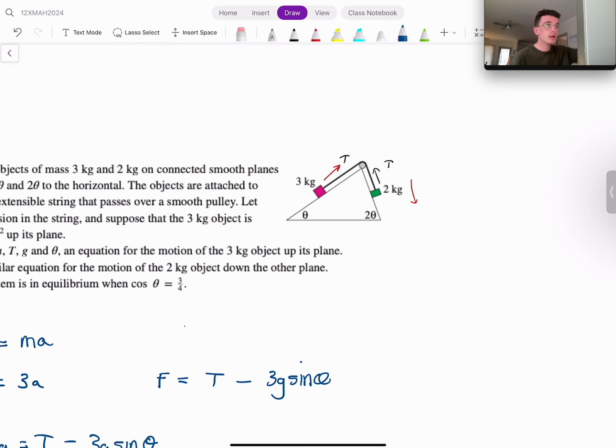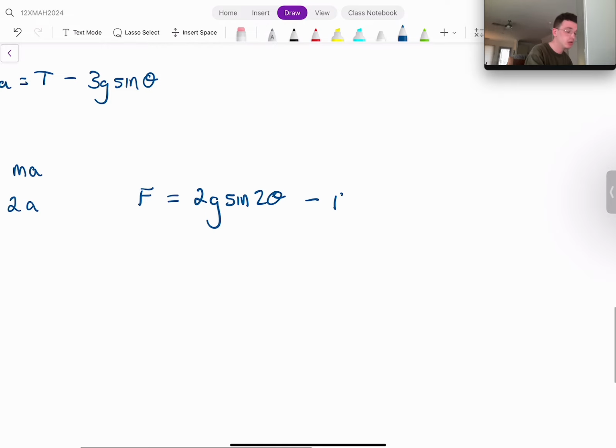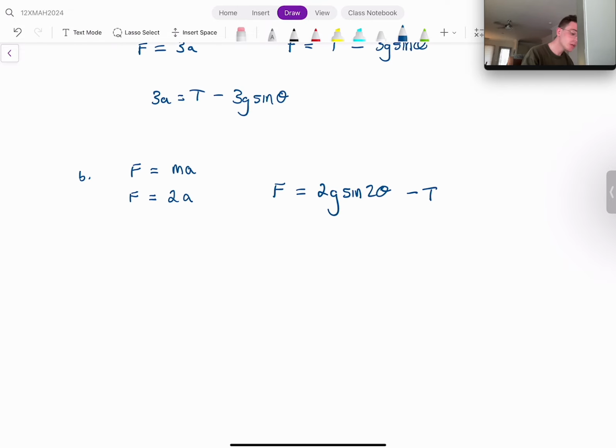But I'm being pushed down by gravity, but that string is holding me up still. So we need to take away the tension from this force. So gravity's pulling me down, but I'm also connected to a string that's stopping me from falling down as fast. Kind of like if you were rock climbing and you fell off, you're not going to fall down as fast because you're on a string, and it's also going to stop you from hitting the ground. So we're going to take away that tension force. So that tells us that 2a is equal to 2g sine of 2 theta minus T.